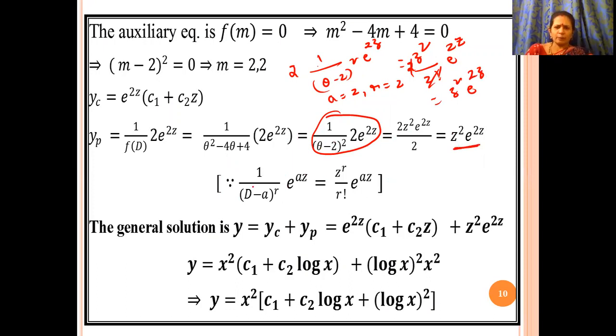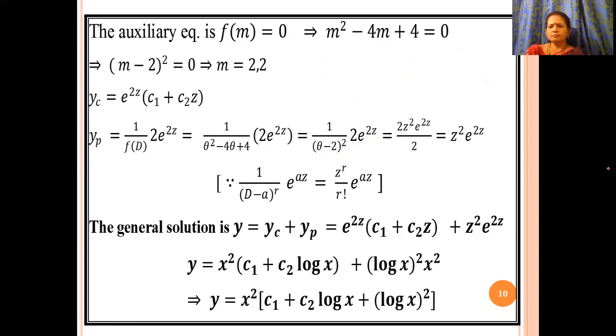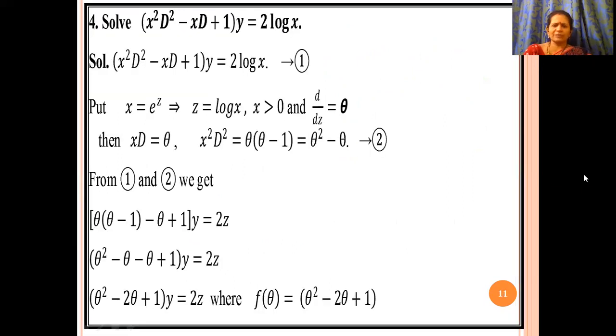So in every problem I have given the solution and that formula. According to that, you can do the problems. After getting the yp, you can write down the general solution: y is equal to yc plus yp. I'm going to erase this one. Right, now coming to the next one.